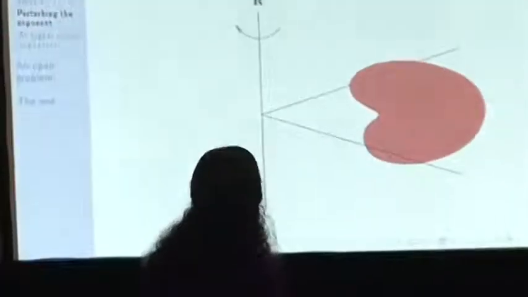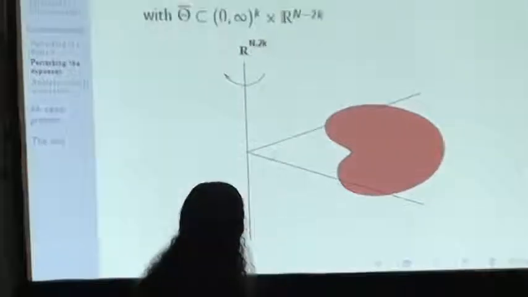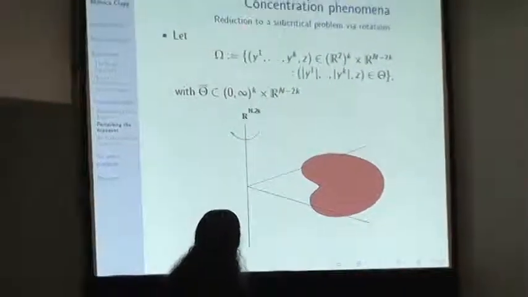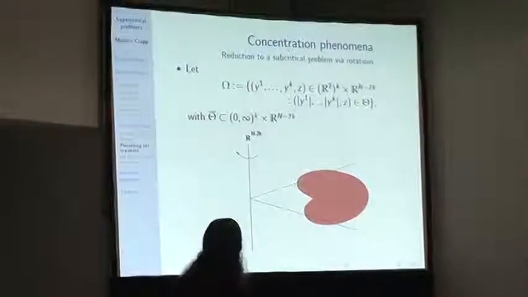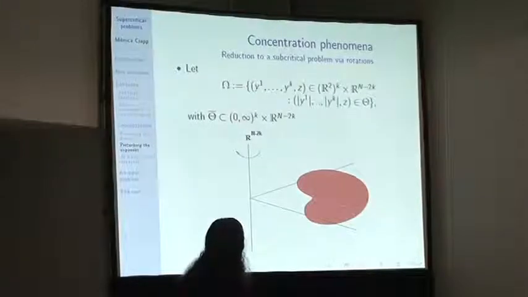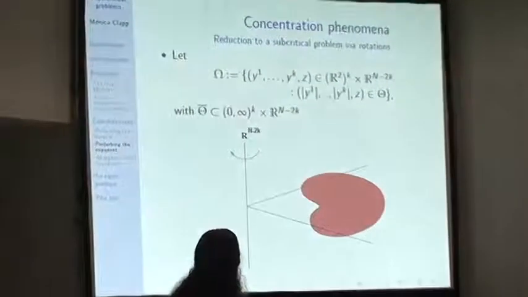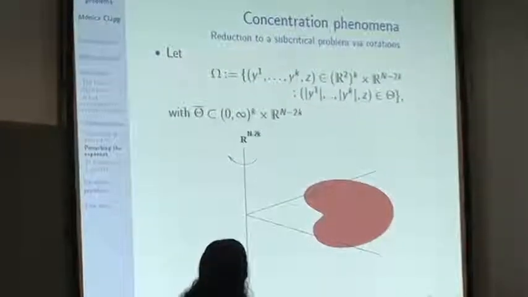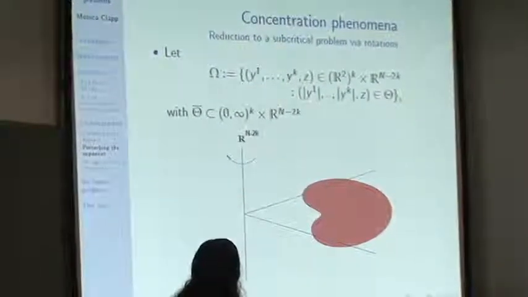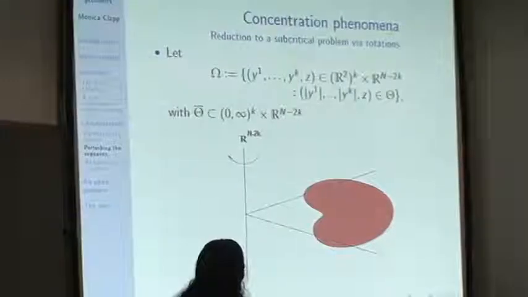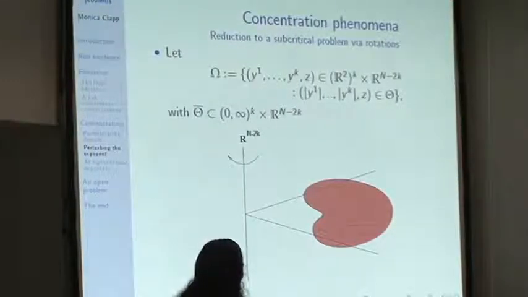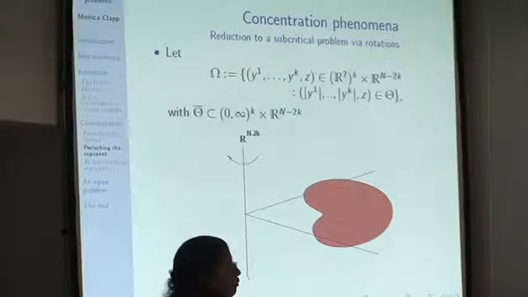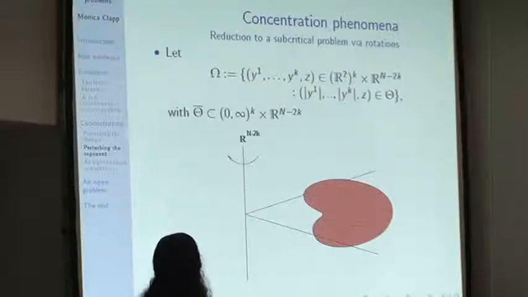Okay. So we are going to look at domains like the ones I showed you at the beginning. So we have the positive quadrant in R^k, which is this guy, and I have some domain here, and I'm going to rotate each coordinate separately, okay? So I am looking at domains of this type. One can look at more general domains, but let me keep it simple for the talk, okay?